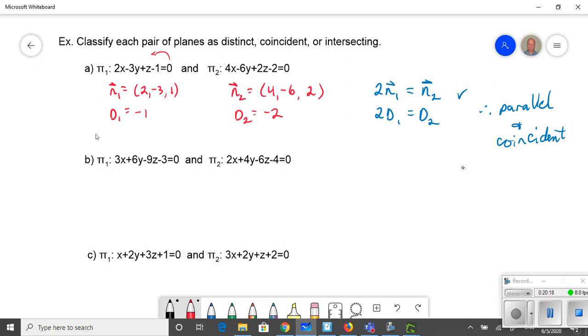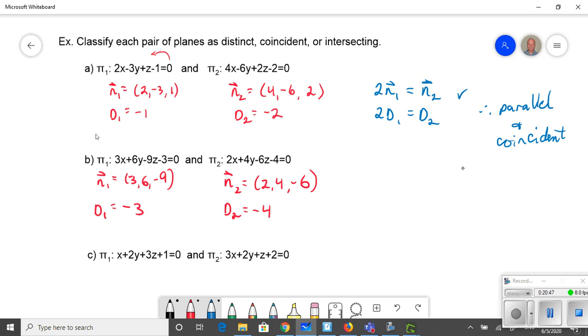Next up, N1 is 3, 6, and negative 9, and D1 is negative 3. N2 is 2, 4, negative 6, and D2 is negative 4. This one's not as easy. I think they are parallel; there's kind of a feel for it. But here's how we do this.